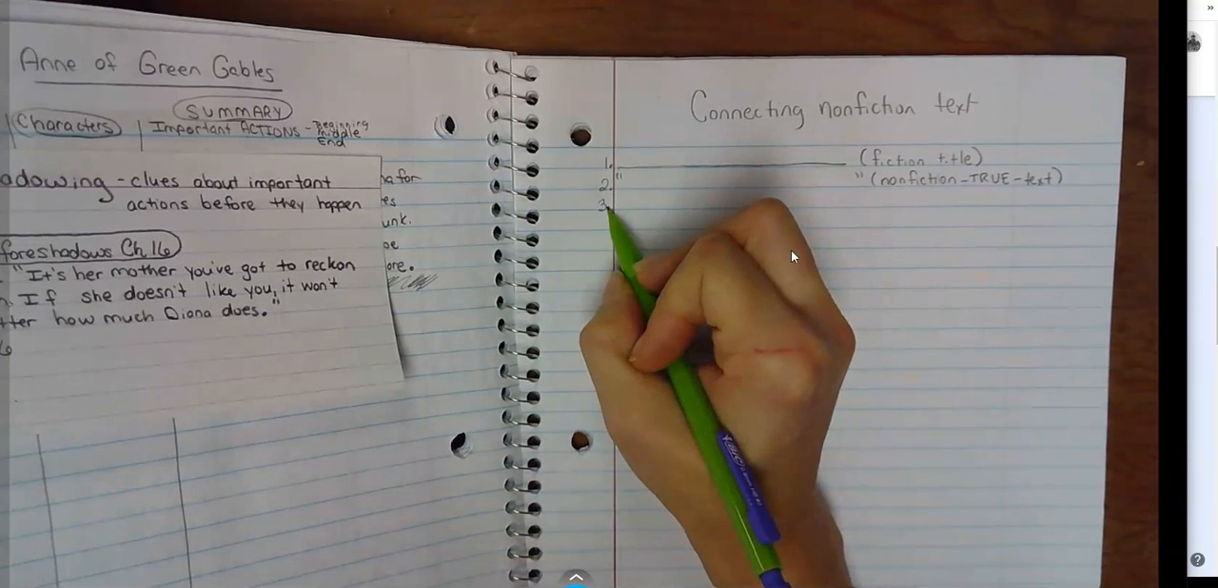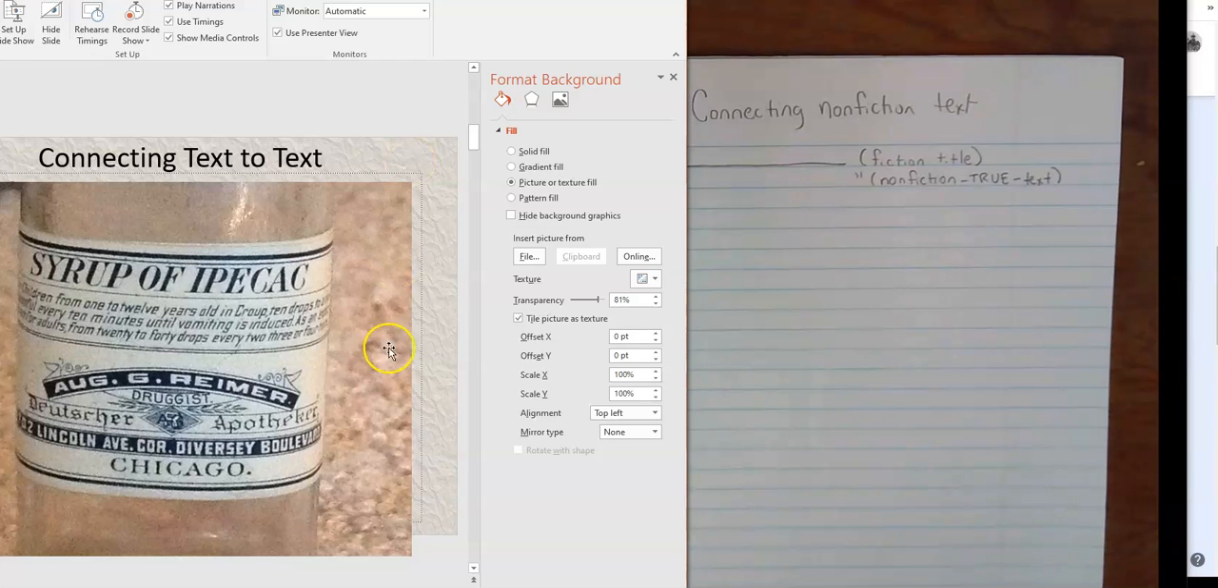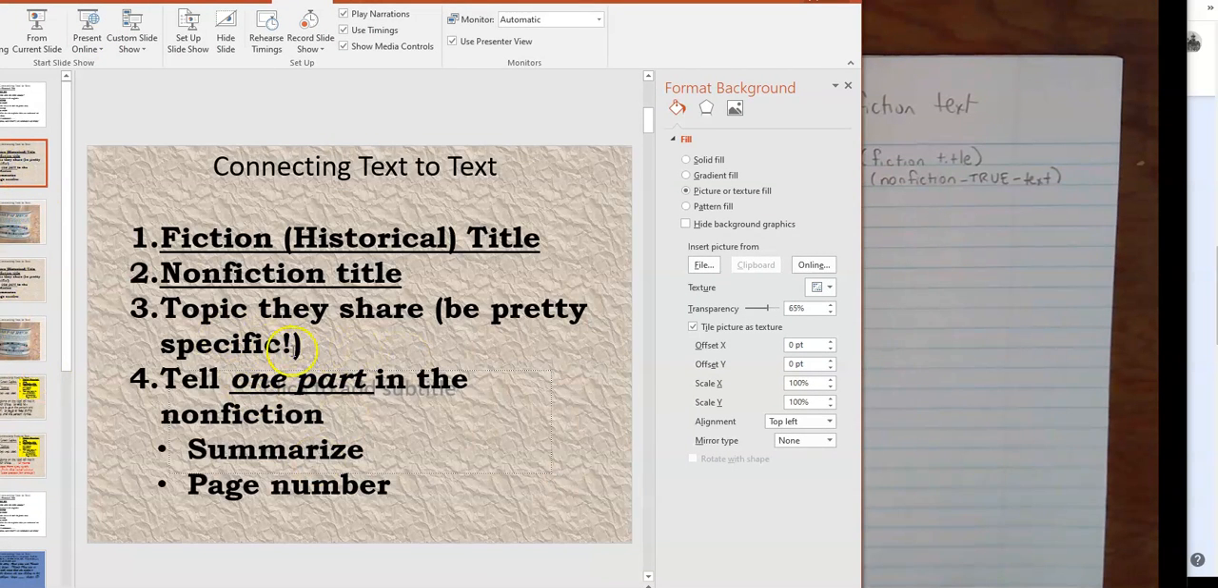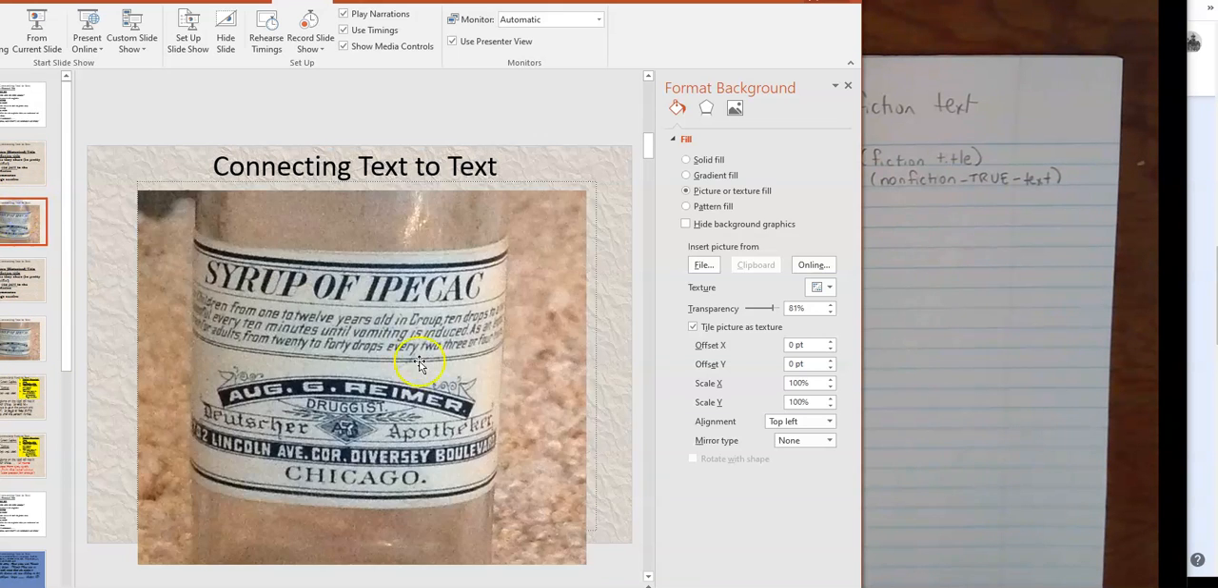Number 3. This is where it gets a little trickier. What is the main idea, the topic that they share? Well, you don't know that they share it, so let's just focus on the main idea, the topic. What is this about? The title gives you a hint. Ipecac. What is it telling you about ipecac?